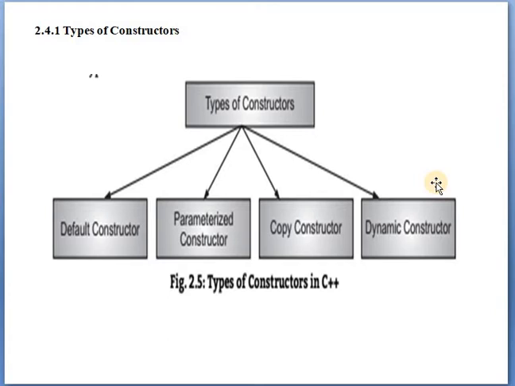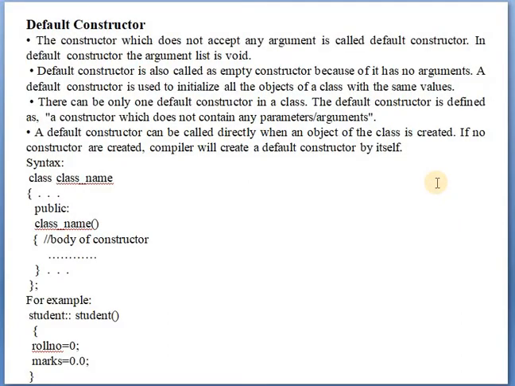See here, this is the diagram of types of constructor. The first one is the default constructor, second is the parameterized constructor, then the copy constructor, and last is the dynamic constructor. First, what is a constructor? A constructor is a special function which has the same name as the class name, and it is automatically called when the object of the class is created. So first we will see the default constructor.